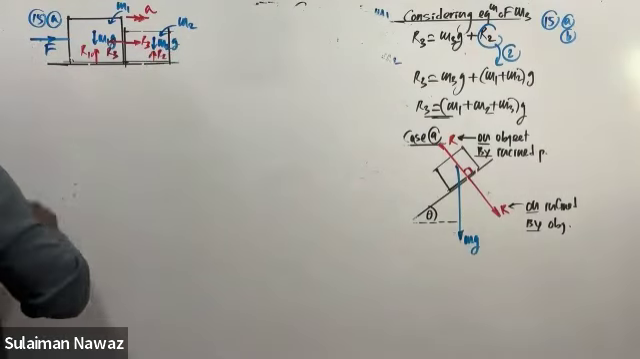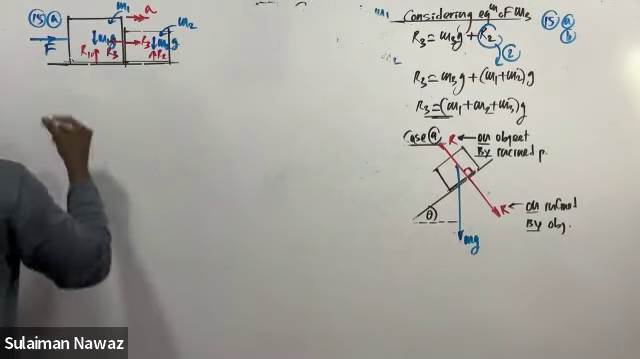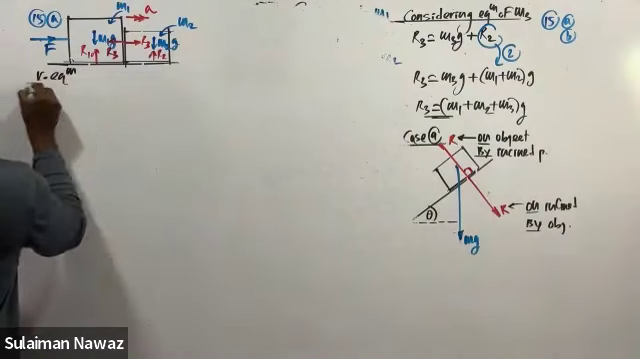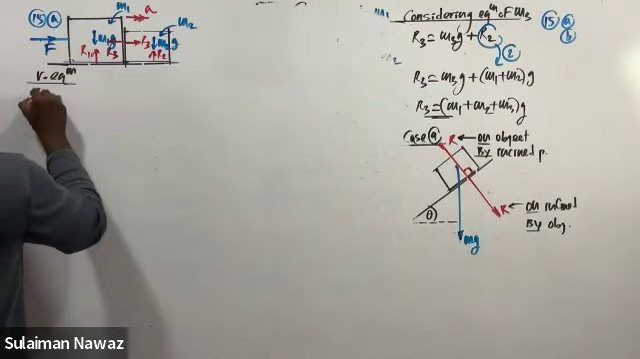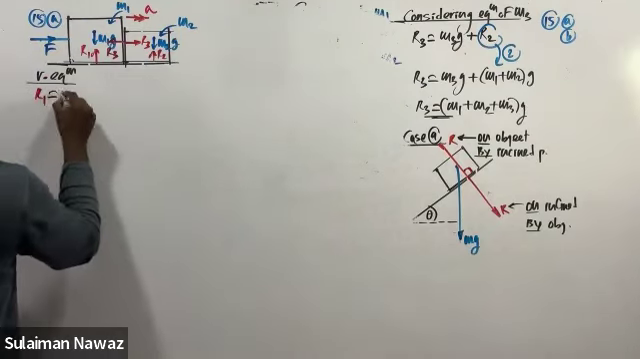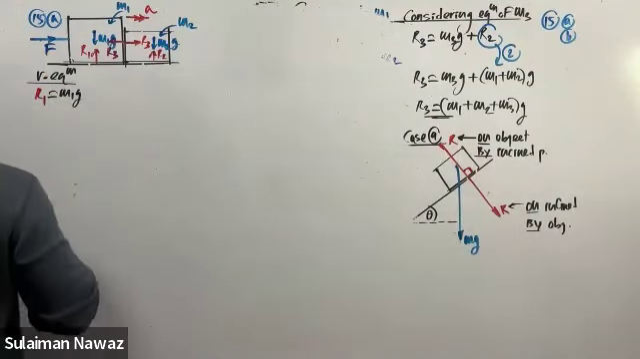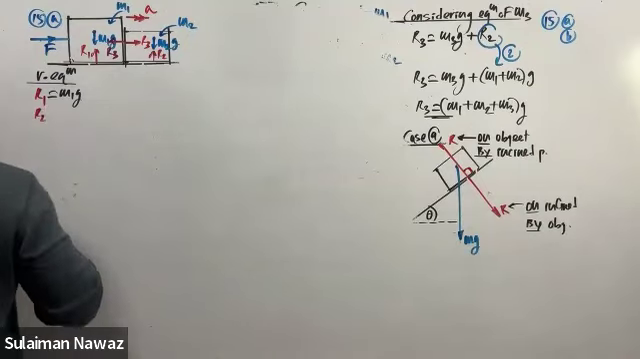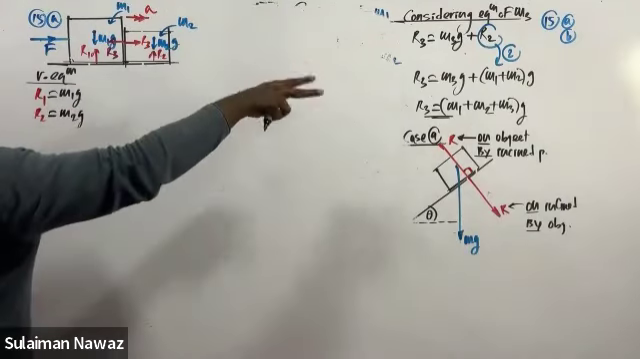Now we know vertical equilibrium. If I consider vertical equilibrium, I know R1 equals M1G. It's not a big issue. And we know R2 equals M2G. Easy. So the remaining is simple C homework.